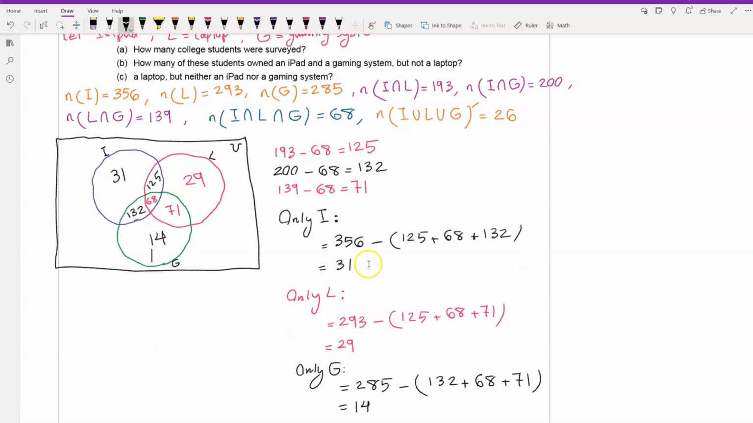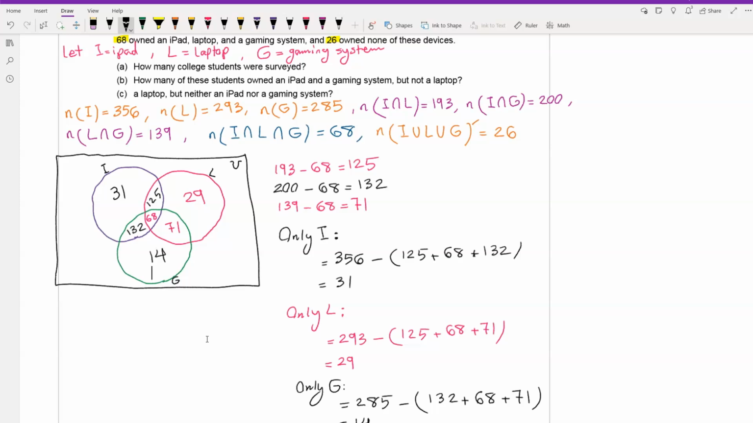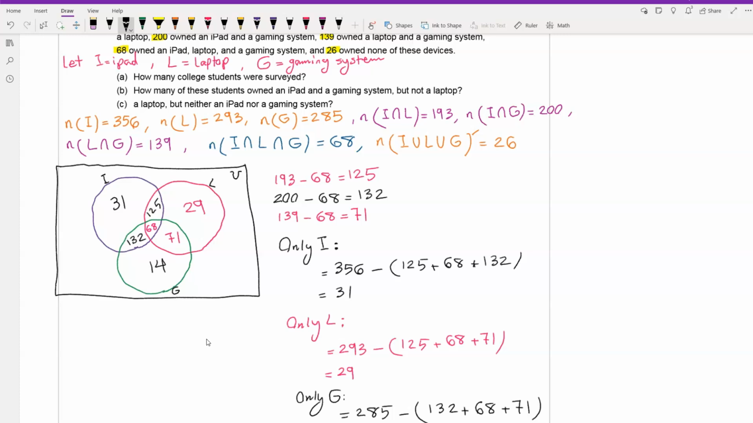Now that we have all these three circles, all the numbers that we have in these three groups, we want to find what we have outside these three. So that is given. It says 26 owned none of these devices. So outside of these three, we have 26.